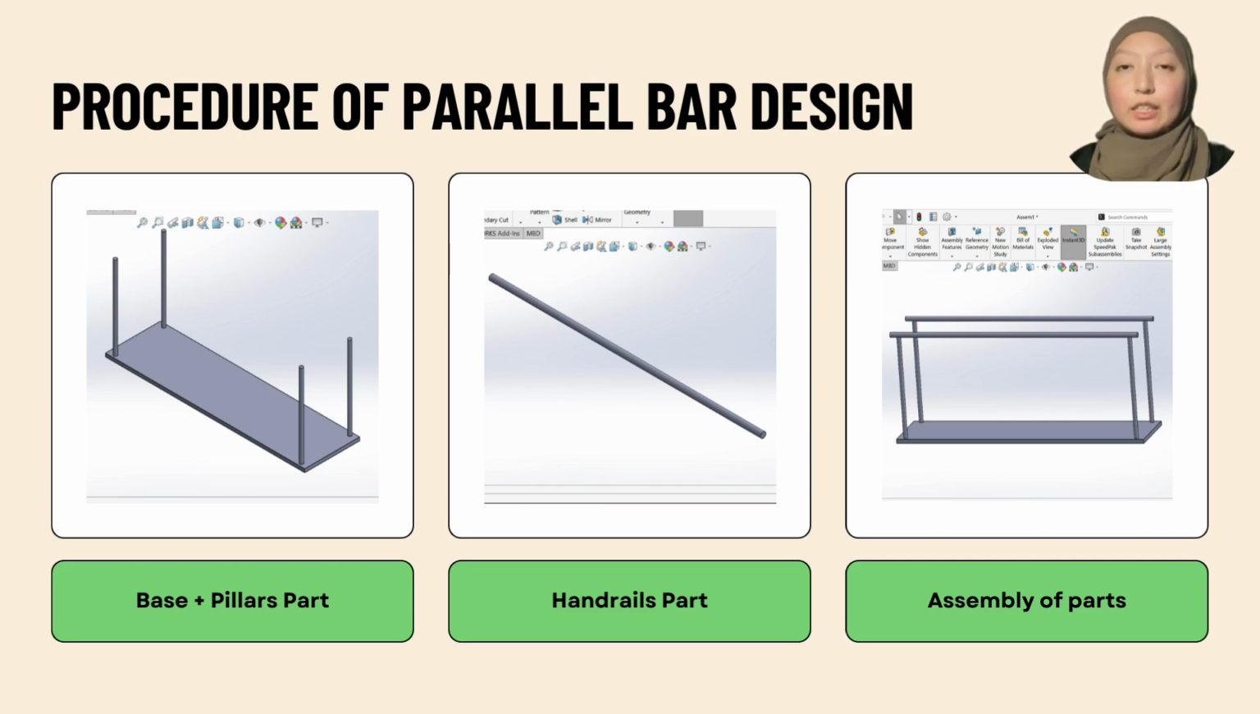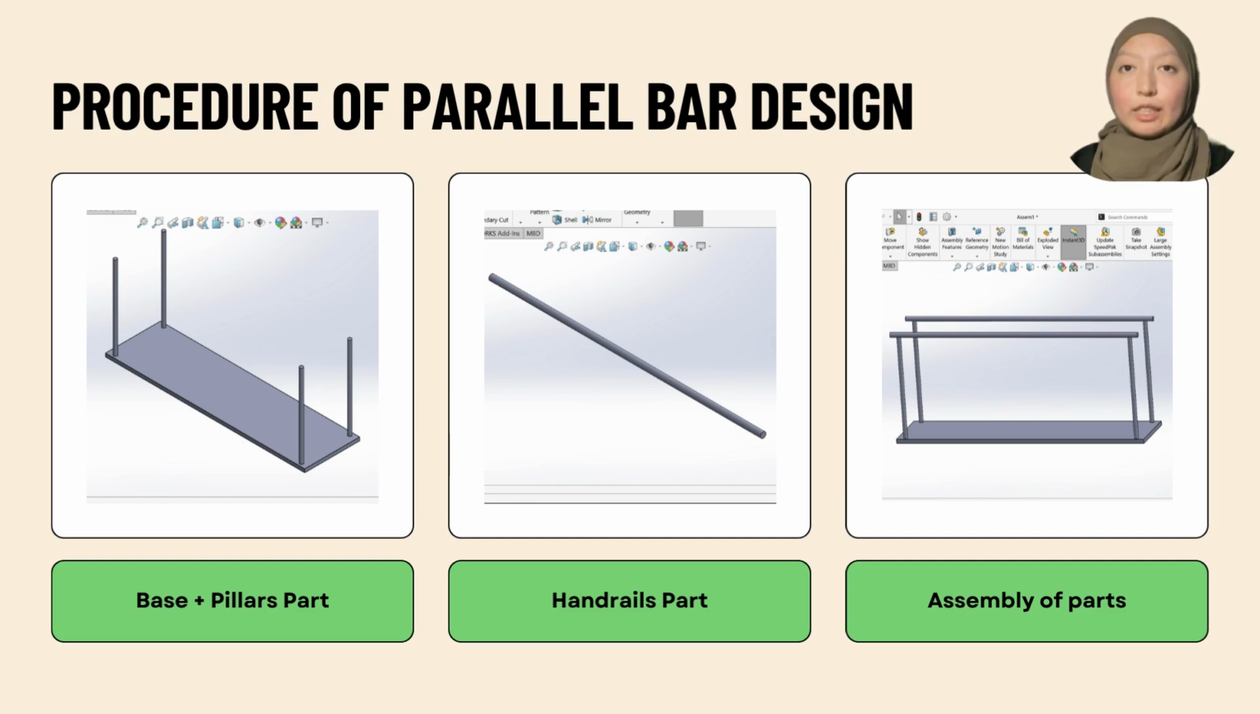In the first stage, a rectangular base with dimensions of 3010 mm as length, 830 mm as width, and 50 mm as height was modeled. 4 cylindrical pillars were then extruded near the corners of the base. Each pillar has a diameter of 50 mm and a height of 1250 mm, serving as vertical supports for the handrails.